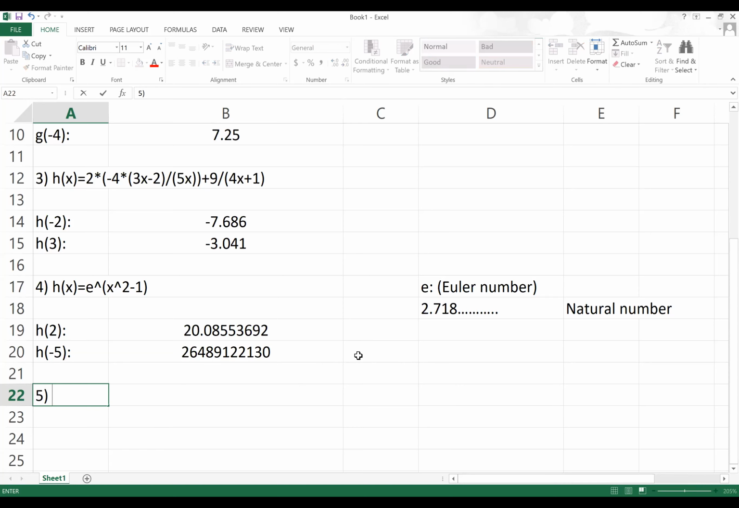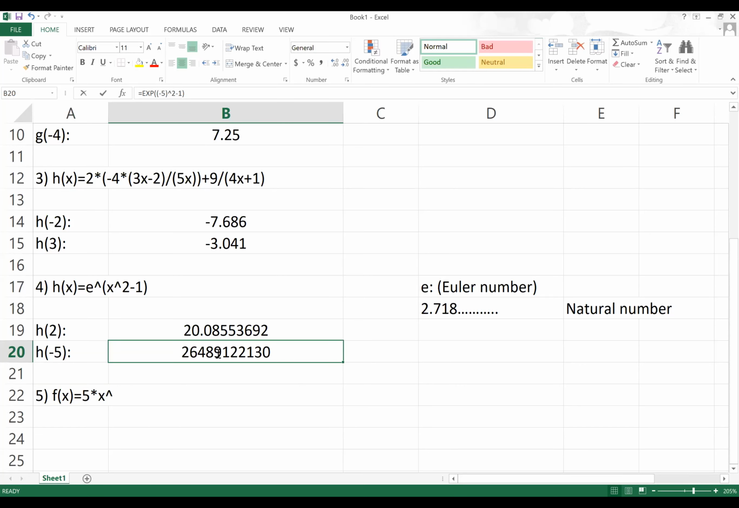So number five, f of x is equal to 5 times x raised to, professor, can you go back? You're going really fast. I just want to see what that says, because let me just take a picture of it. Okay, sure. So you can take a look at the formula. And also, when I finish showing this, I will save it as an Excel file, and I will also upload it to the Blackboard, so you'll be able to use it as a reference later.